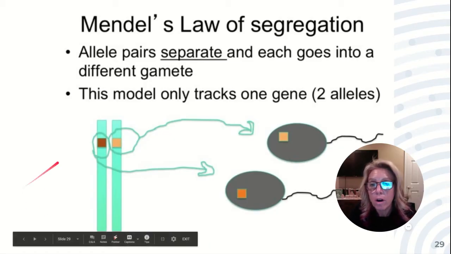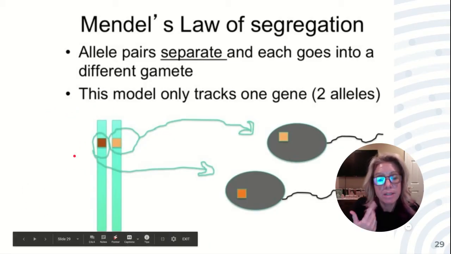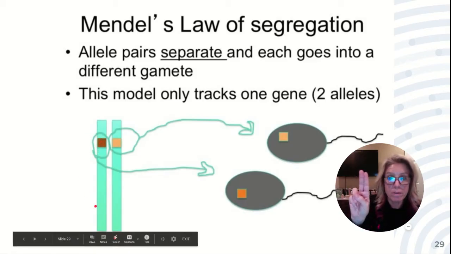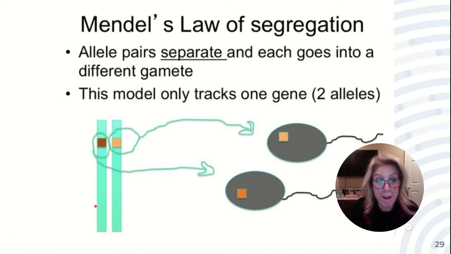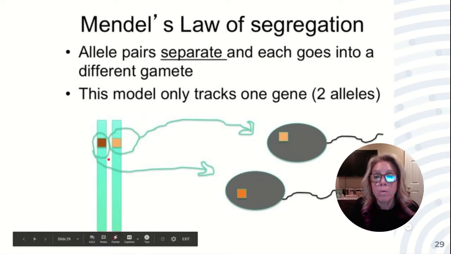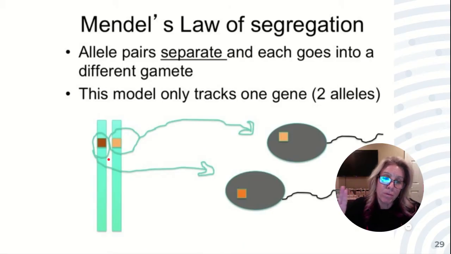So these are a homologous pair, same size, same shape, and code for the same characteristics. Now, they haven't replicated yet. If they had replicated, then you would see 2 of that dark brown and 2 of that yellow, right? Okay, but what happens is in meiosis 1, the homologous pairs separate one from the other. You're not going to have them both going to a gamete, okay?